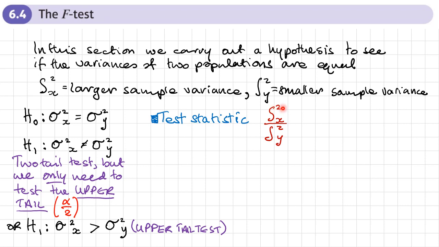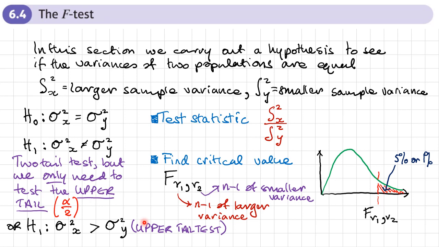Because it's always going to be a bigger number at the top than the bottom, there's going to be a tendency for this value to drift towards the upper tail if there's a significant difference between these variances. As the difference between these sample variances increases, the value of the fraction increases, so we're drifting towards the upper tail. That's why for not equal, we only need to look at the upper tail. We still split the significance level, but we only work out an upper critical value.